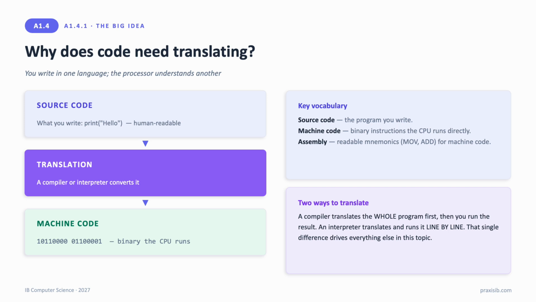Finally, here's the idea that drives the whole topic. There are two ways to translate. A compiler translates the whole program first, then you run the result. An interpreter translates and runs the program line by line. So one method does everything at once. The other does it line by line. The single difference shapes everything else in the lesson. Now let's make it concrete with a real example.